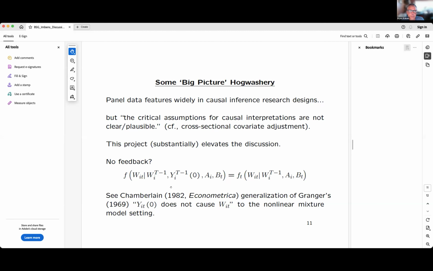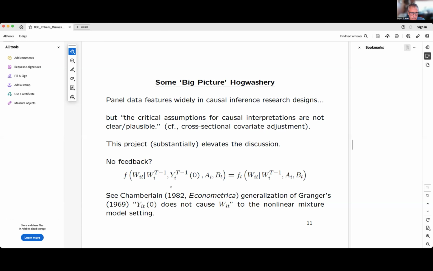As an outsider, I find this literature very hard to follow, both because I have difficulty connecting it to the more parametric likelihood-based panel data literature, which I'm more familiar with, and I even struggle sometimes understanding it on its own terms. And I think this project really has the potential to substantiate these discussions and really move the needle forward. So I find that very exciting.